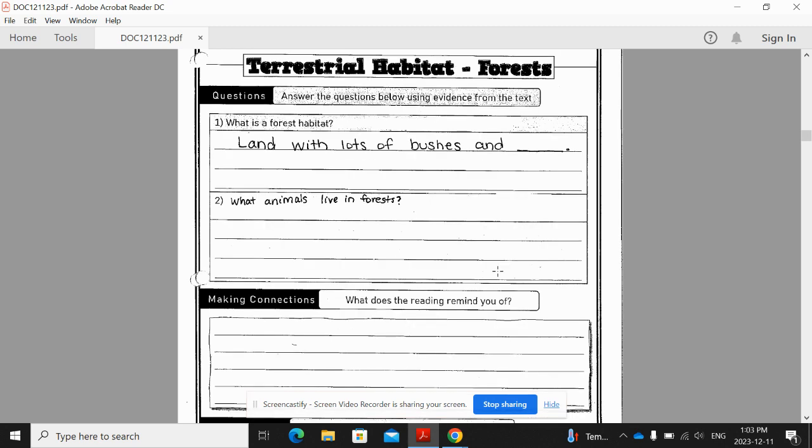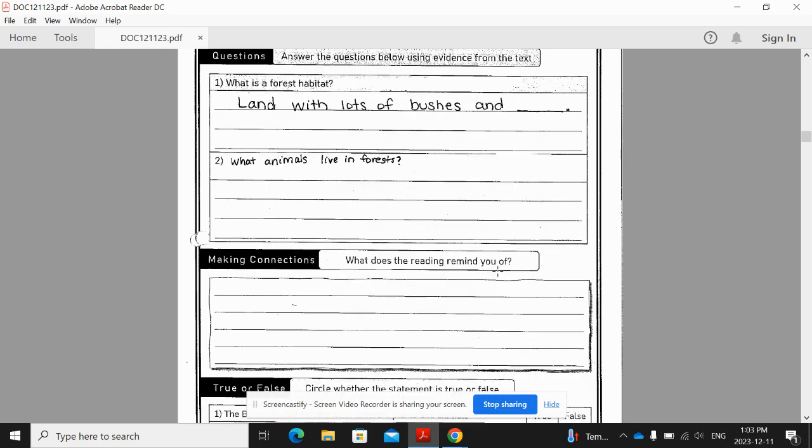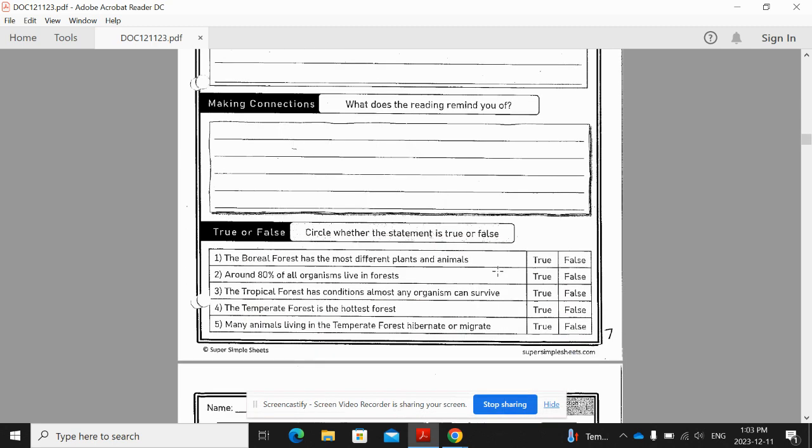So here are the forest questions. So number 1 is, what is a forest habitat? There's a fill in the blank there. And 2, what animals live in forests? What does the reading remind you of? And there's a true or false question here.